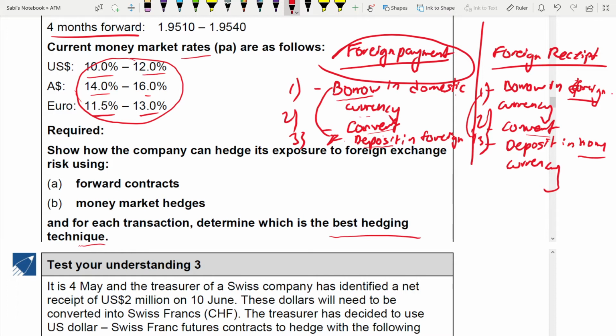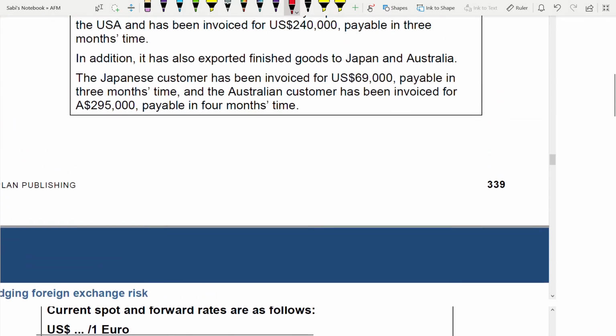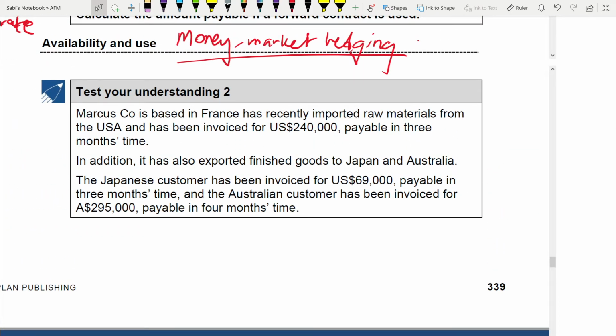So let us read the question first. We didn't even go through the question. Here, Marcus is based in France, had recently imported raw materials from the US and has been invoiced for US 240,000 payable in 3 months' time. He is based in France, so euro is his home currency and dollar will be the foreign currency. In addition, he also exported finished goods to Japan and Australia. So he also imported, he also exported.